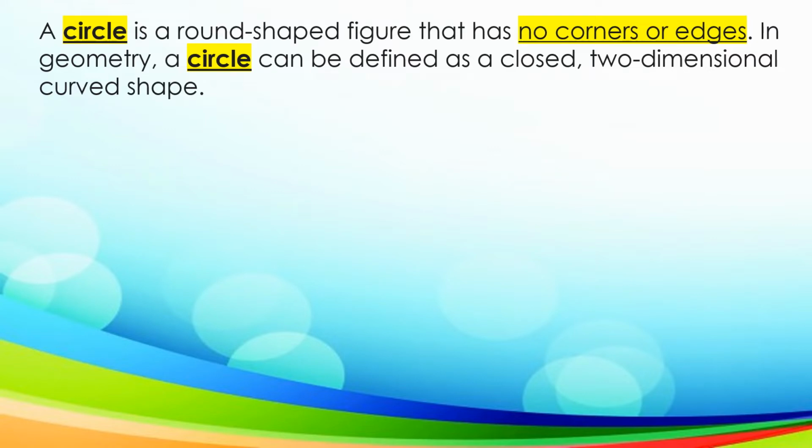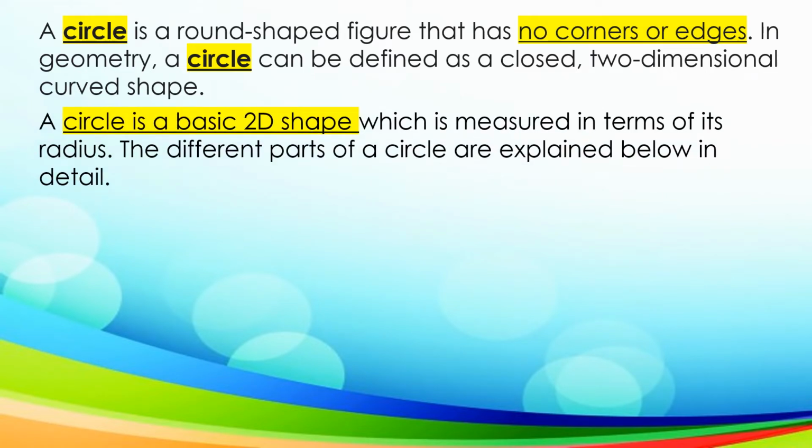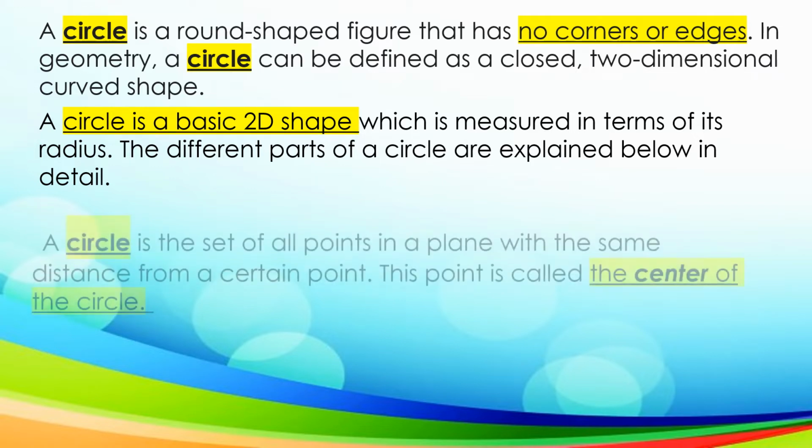What is a circle? A circle is a round-shaped figure that has no corners or edges. In geometry, a circle can be defined as a closed, two-dimensional curved shape. A circle is a basic two-dimensional shape which is measured in terms of its radius. The different parts of a circle are explained below in detail.